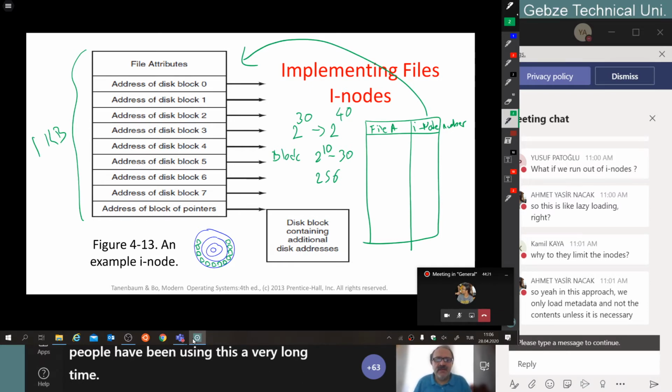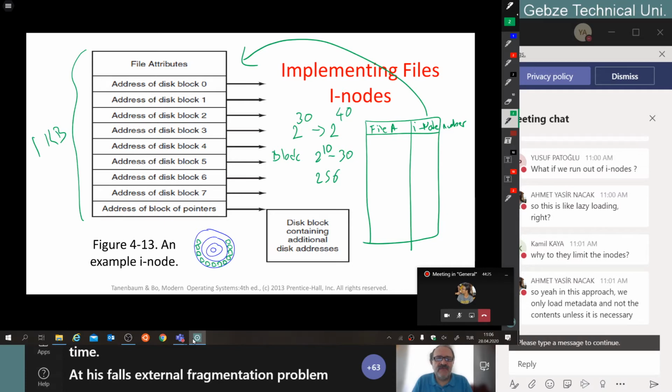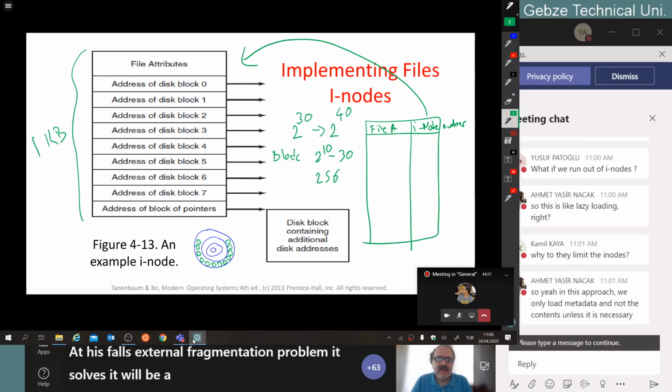And it solves the external fragmentation problem. It solves the too-big file access table problem. And of course, the disadvantage is the overhead of inodes and being very careful about your inodes.